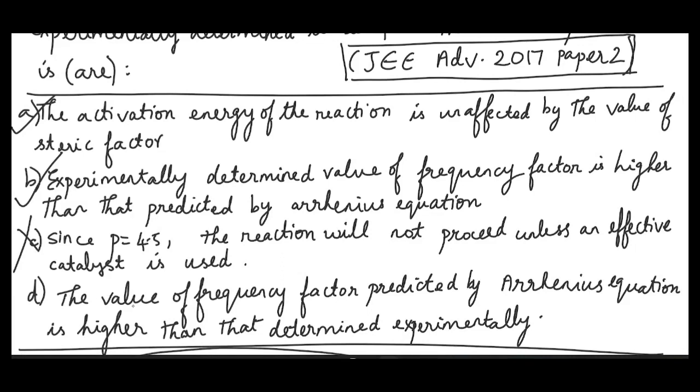Now option D is the value of frequency factor predicted by the Arrhenius equation is higher than that determined. This is obviously false because option B is correct. So our correct options are option A and option B.